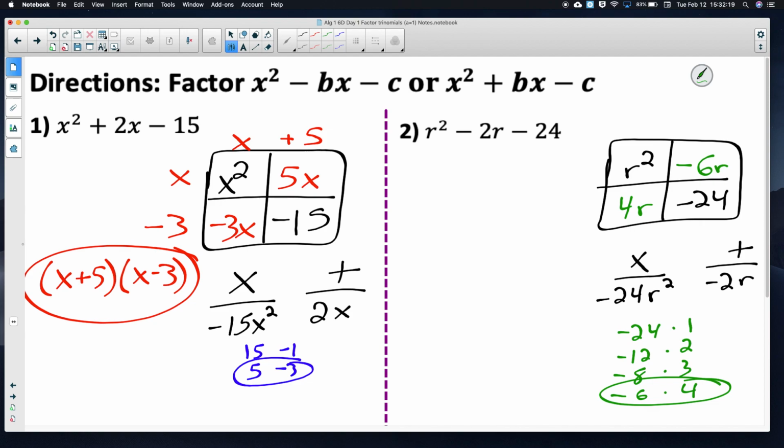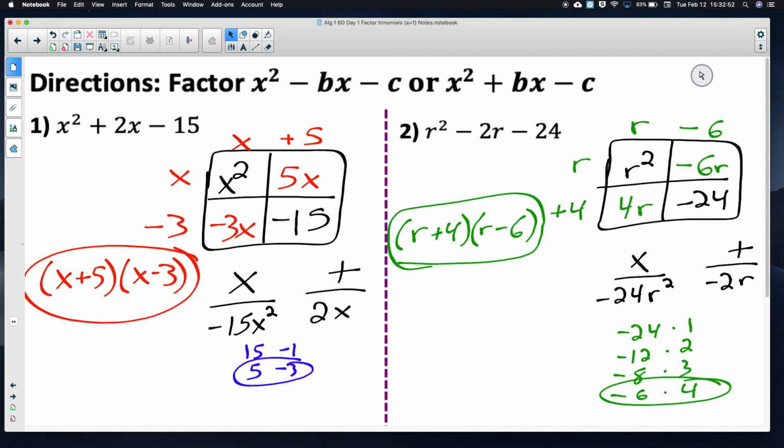And again, I should have mentioned this, but the order does not matter in how you put those upper right and bottom left boxes. So if you factor out GCF, it's going to work either way. So now when I factor out the GCFs of the rows, I get r plus 4. And of the columns, I get r minus 6. So my final answer for those factors of r squared minus 2r minus 24 is r plus 4 times r minus 6.